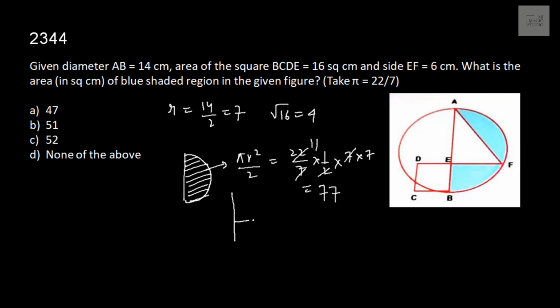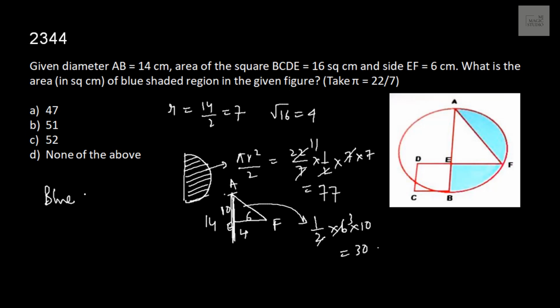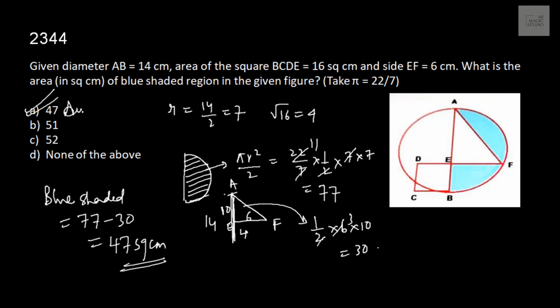Now I need to delete the area of this triangle. Then I'll get the entire blue part. So this entire diameter is 14 and this side EB is 4. That means AE should be 10 and it is given that EF is 6. That means the area of this triangle is half into base into height, that is 30 square centimeter. So the blue shaded portion should be 77 minus 30, that is 47 square centimeter. Do we have it? Yes, in option A we have this.